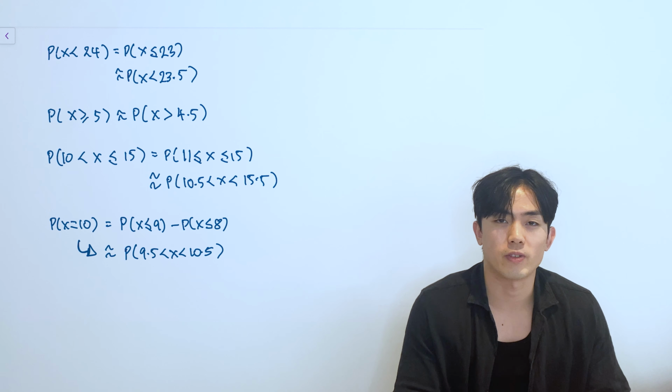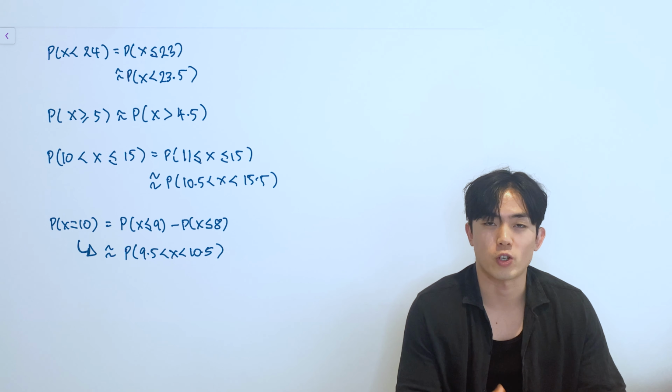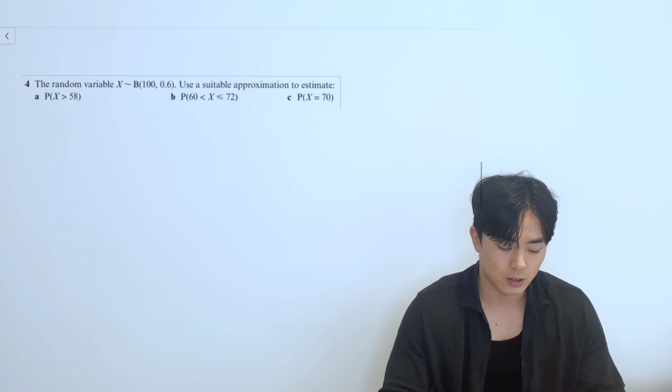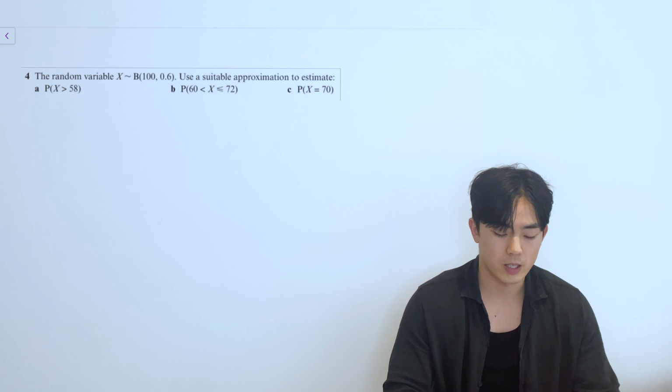This continuity correction method takes a bit of practice, but it is a crucial step when we're trying to find certain probabilities. Alright, let's try this question 4. With a random variable x, binomially distributed, n is 100, p is 0.6, use a suitable approximation to estimate these values. So n is large, p is close to 0.5, so we can approximate.